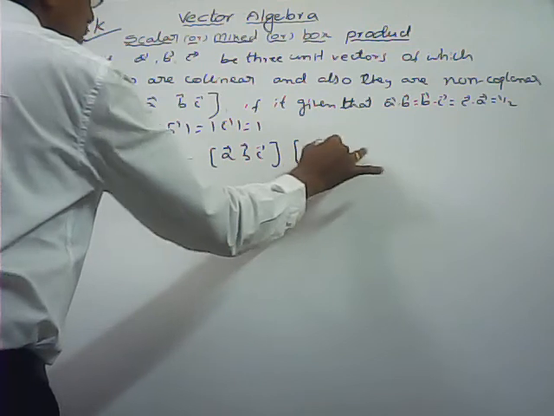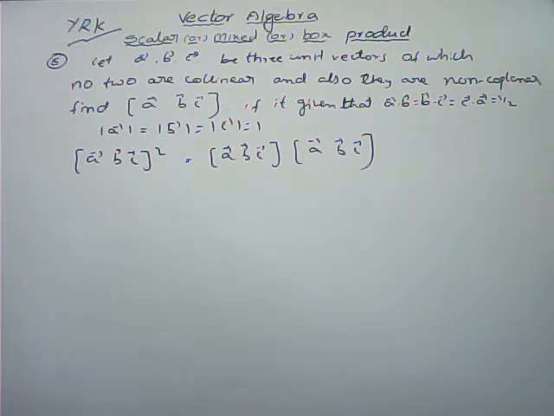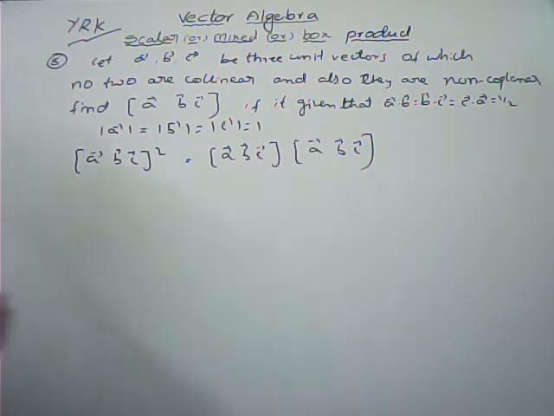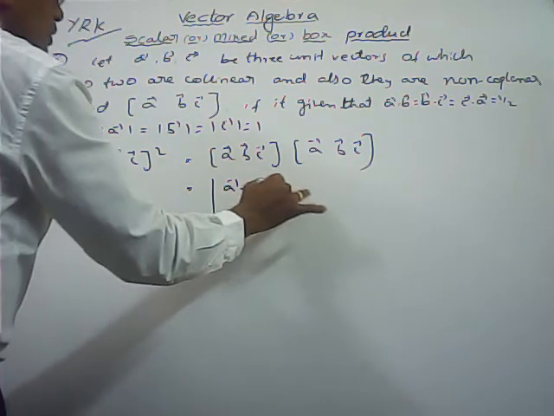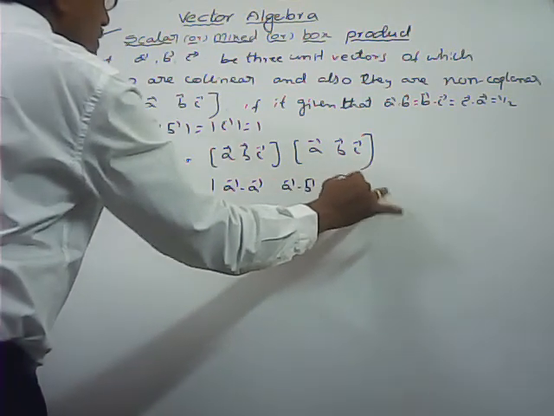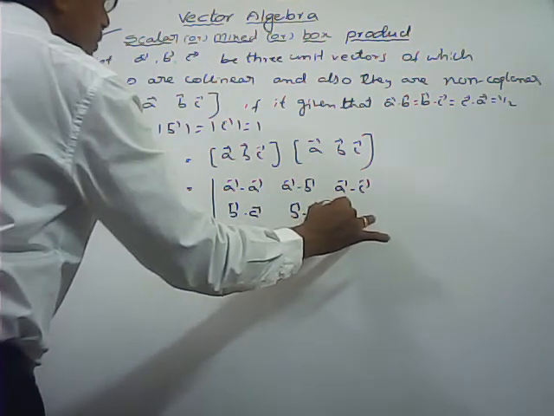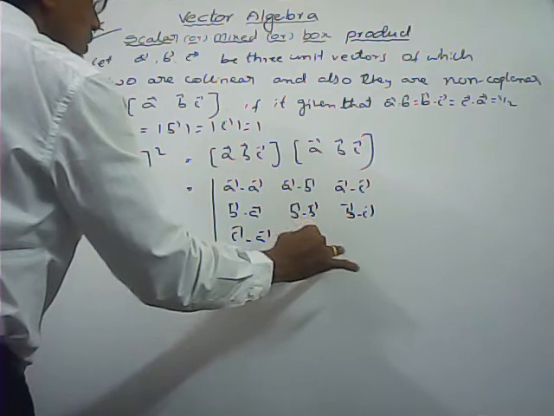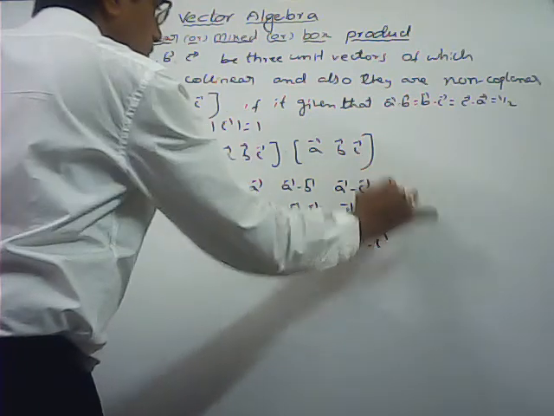So here box ABC into box ABC. In the properties, this one also I have written. Box element into box ABC, I have written that one in the properties. How to write this one? Determinant of A bar dot A bar, A bar dot B bar, A bar dot C bar, B bar dot A bar, B bar dot B bar, B bar dot C bar, C bar dot A bar, C bar dot B bar, C bar dot C bar.